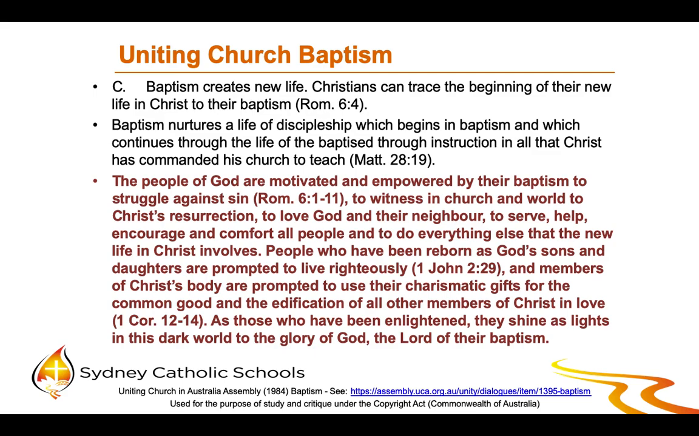For the student of Studies of Religion, that section there indicates the impact of baptism on the life of the adherent, the believer.